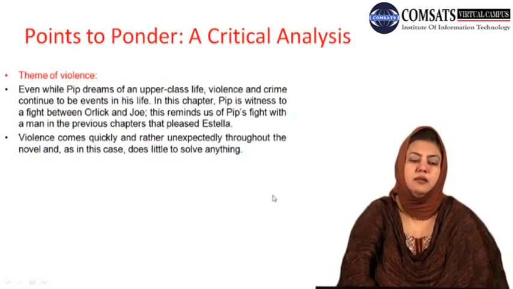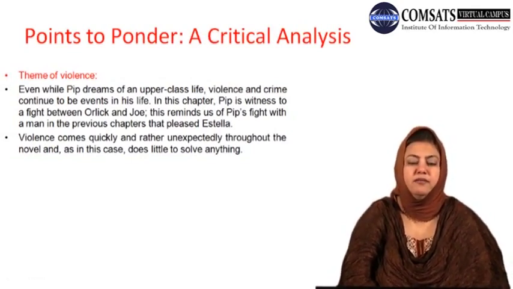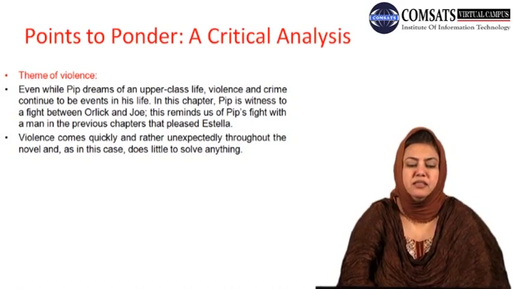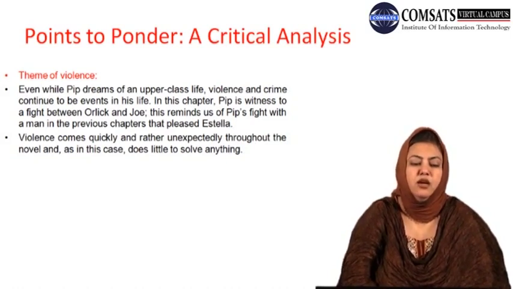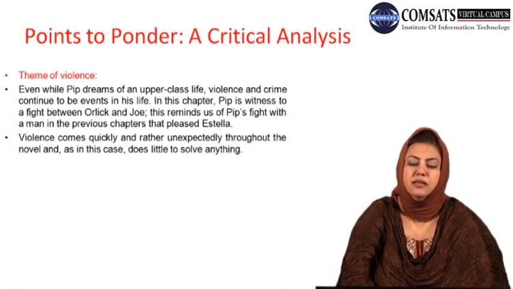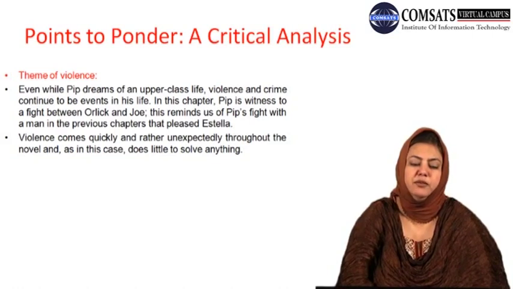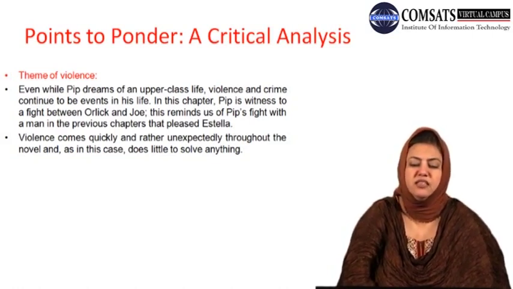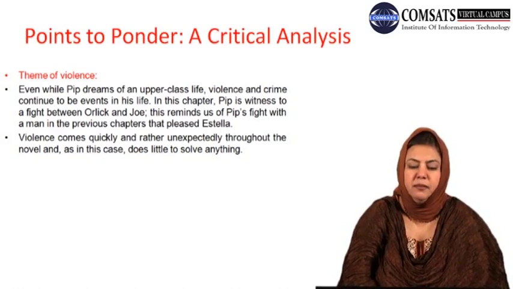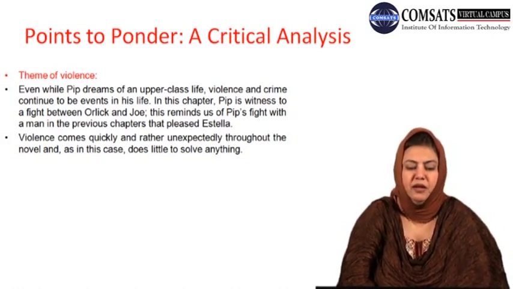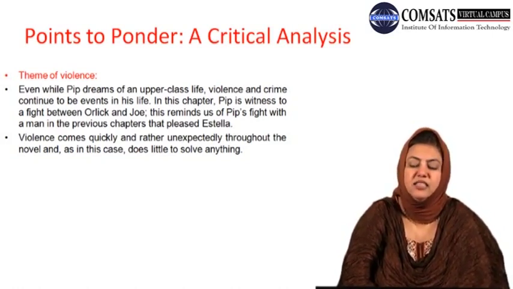The theme of violence comes in at this point, and when we critically look at what happened in this chapter, we can say that even while Pip dreams of an upper class life, violence and crime continue to be events in his life. In this chapter, Pip is witness to a fight between Orlick and Joe. This reminds us of Pip's fight with a man in the previous chapters that pleased Estella. Violence comes quickly and rather unexpectedly through the novel, as in this case, and does little to solve anything.